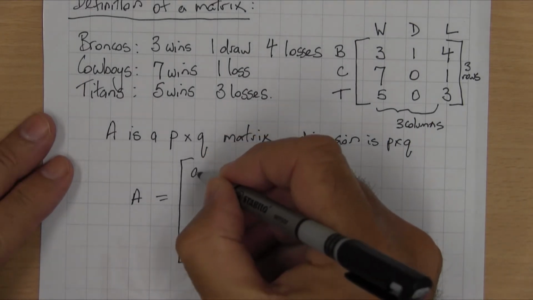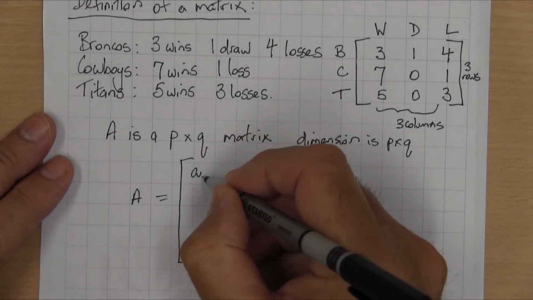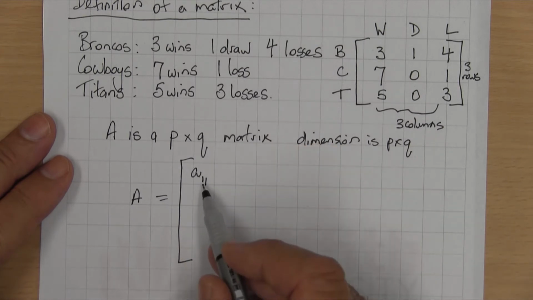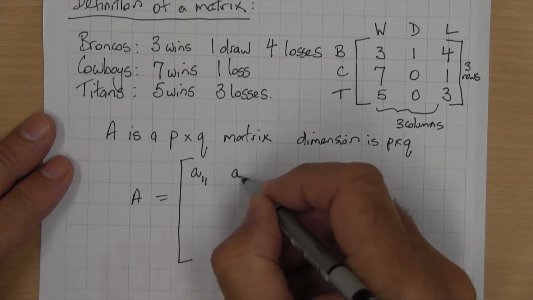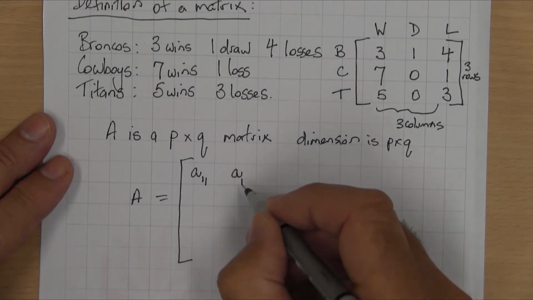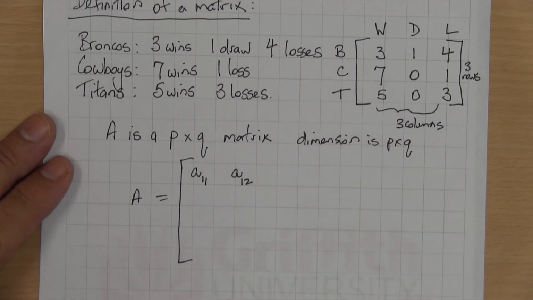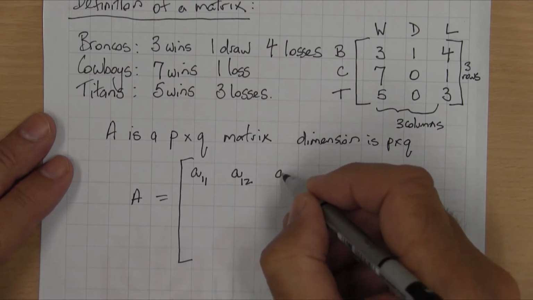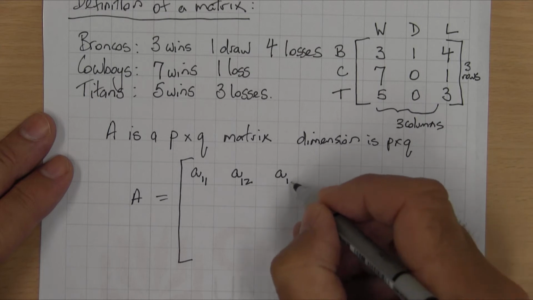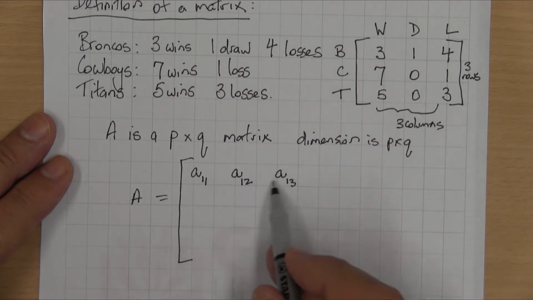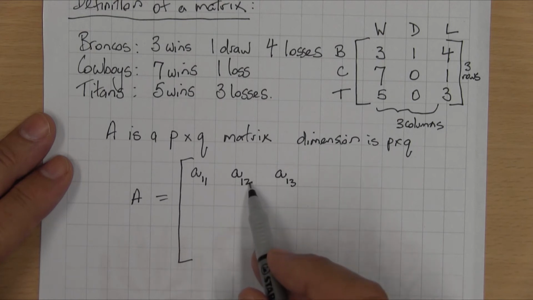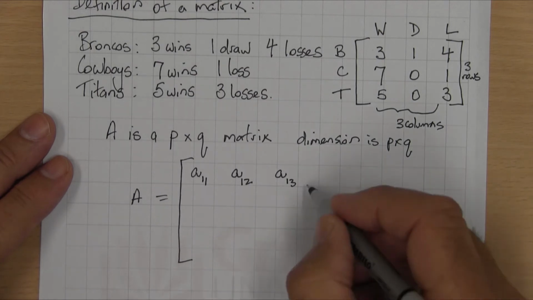If we didn't have values, we want to use some algebra here. So we could say this entry up here would be a11. Now this is the row number and that is the column number. As we go across here, this would be a12. It's still in the first row, but it is now in the second column. And this would be a13. So we're going across the first row: the first column, the second column and the third column.